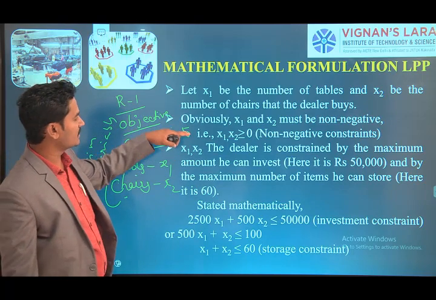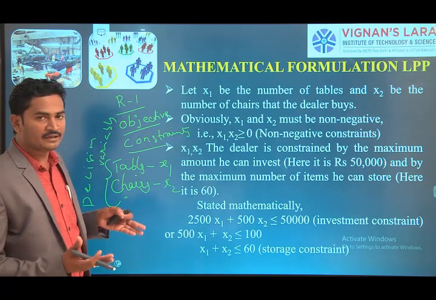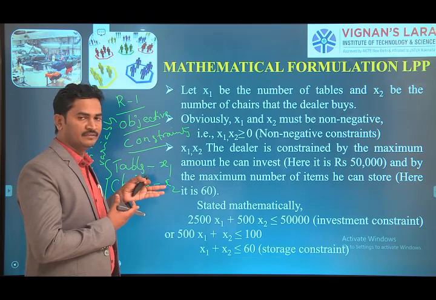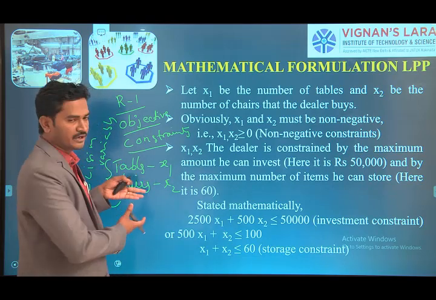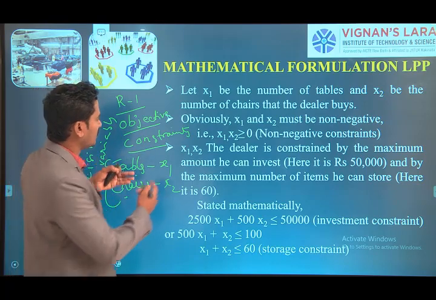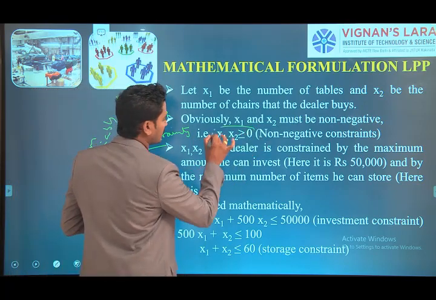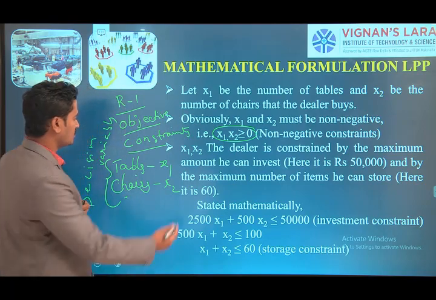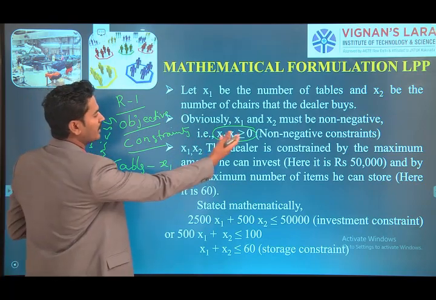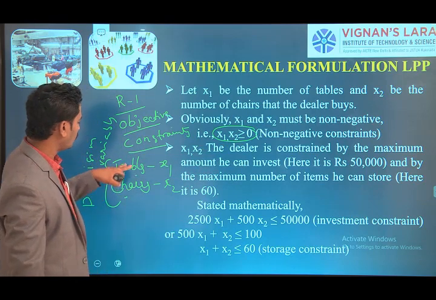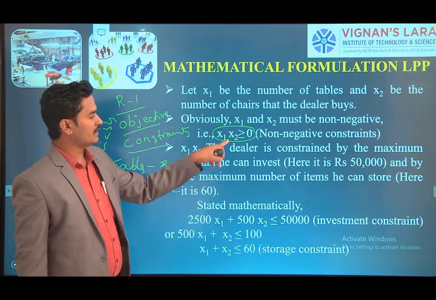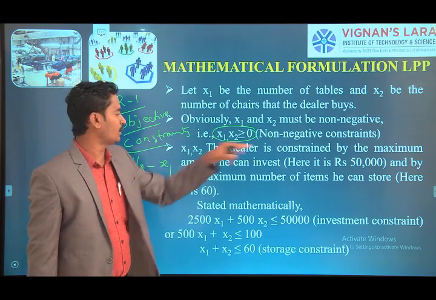Next, second step, we consider non-negativity. If any variable is negative, we convert it into a non-negative one. Here there is no negative, so we take the non-negative constraint x1, x2 greater than or equal to 0. If we have more than two products, we add more decision variables to this equation. Here we have only two variables, so we take x1 and x2. It is a non-negativity constraint.